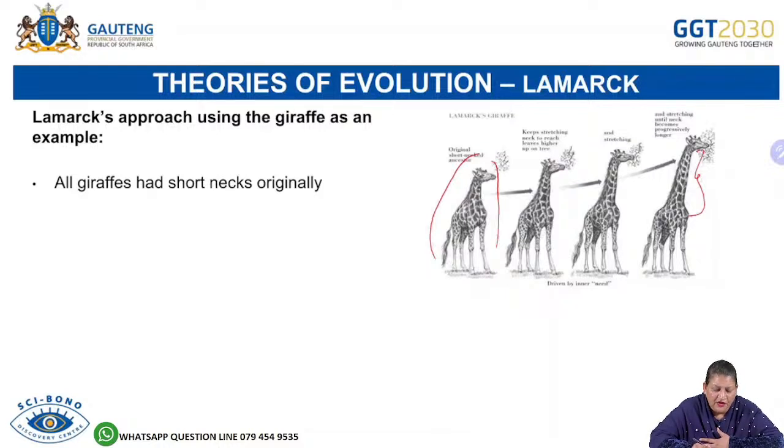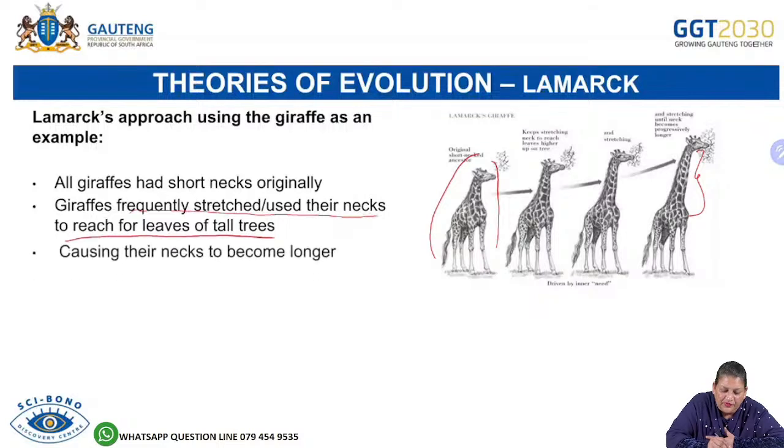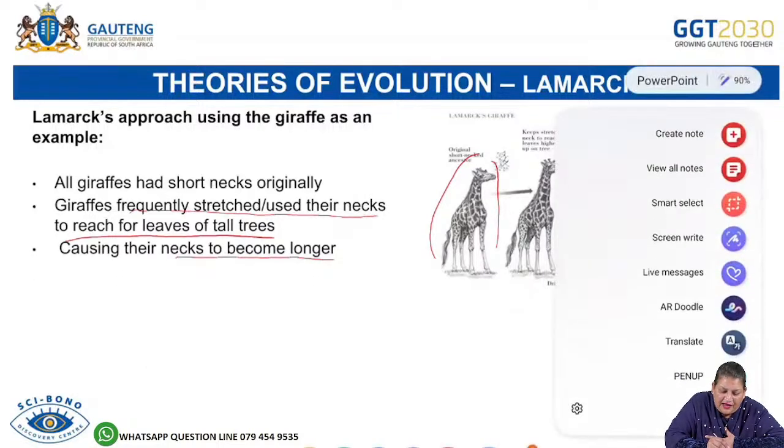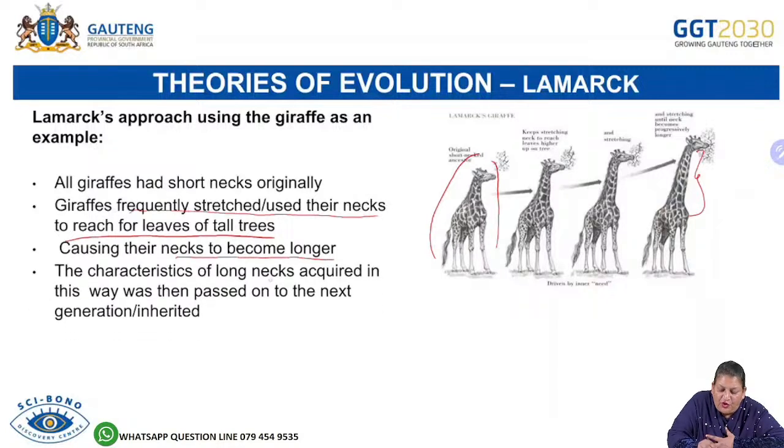So let's see. All giraffes had short necks originally. Then the giraffes frequently stretched their necks to reach for the leaves of tall trees. Their necks became longer. You can see, right? The neck became longer. And the characteristics of long necks that the giraffe acquired, made on its own, in this way was then passed on to the next generation. That is what he said.